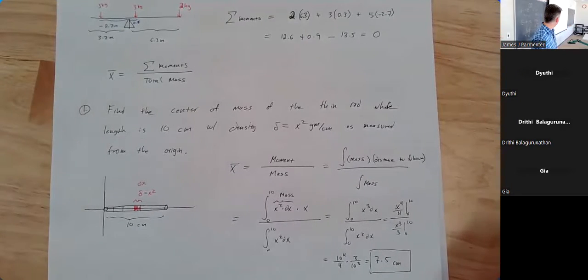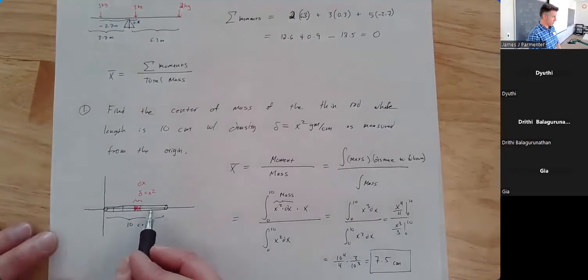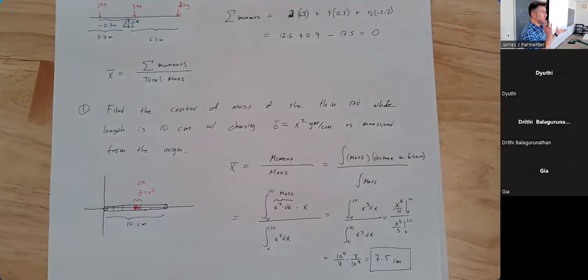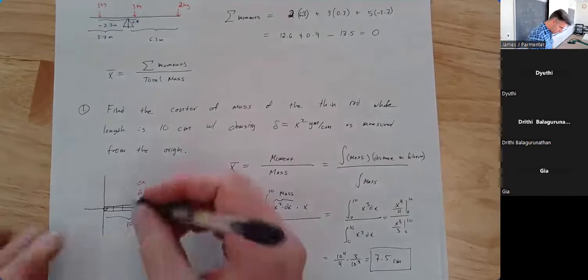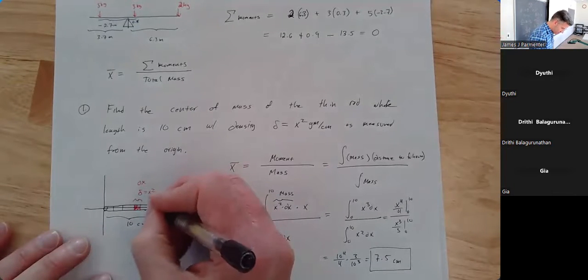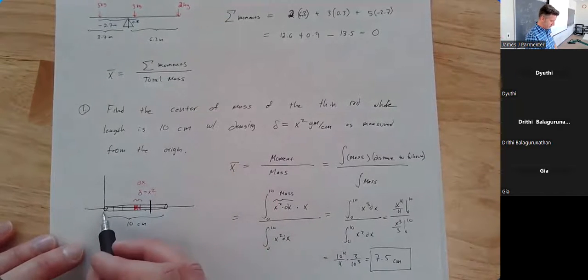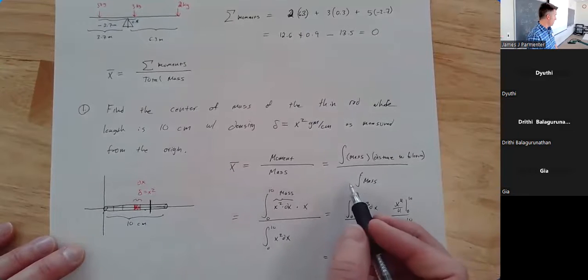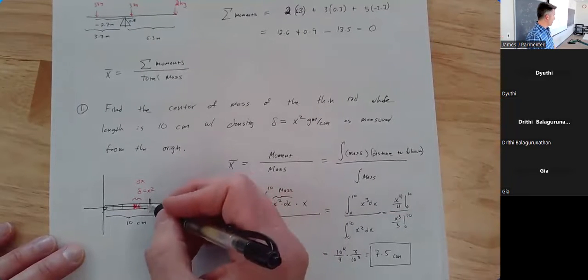So our center of mass is 7.5 centimeters from the left end, which again seems reasonable because the thing is denser the further right we go. I should mention, because it's often a point of confusion, this center of mass point, 7.5 centimeters from the left, doesn't mean that half the mass is over here and half the mass is over here. It means that this is the balancing point.